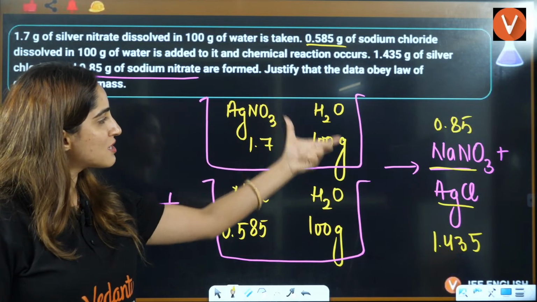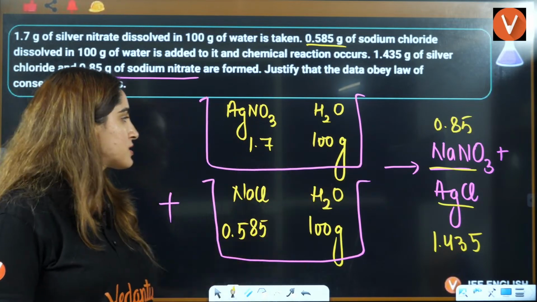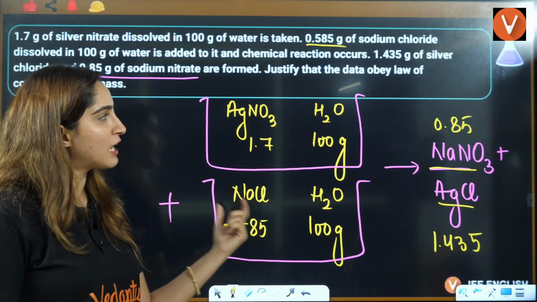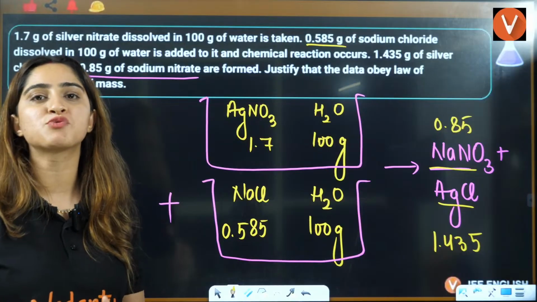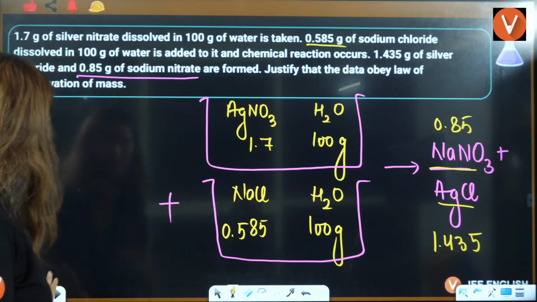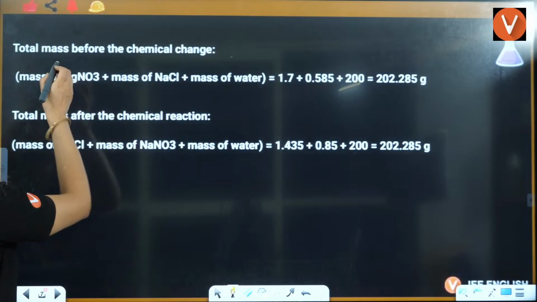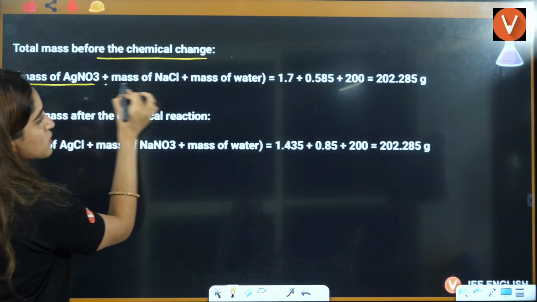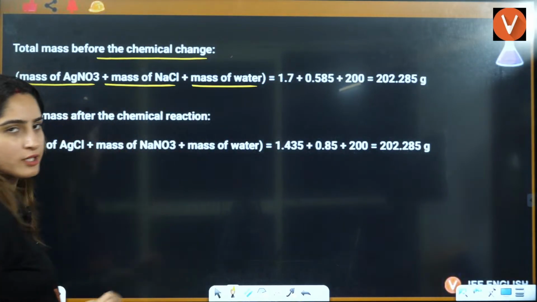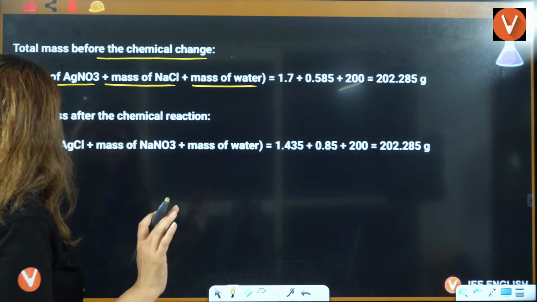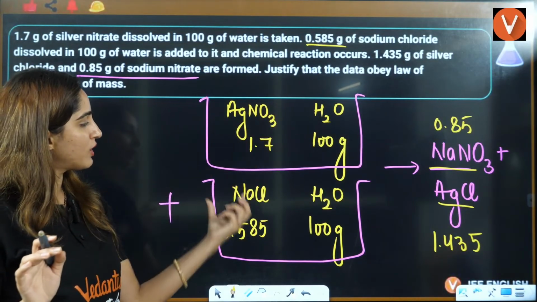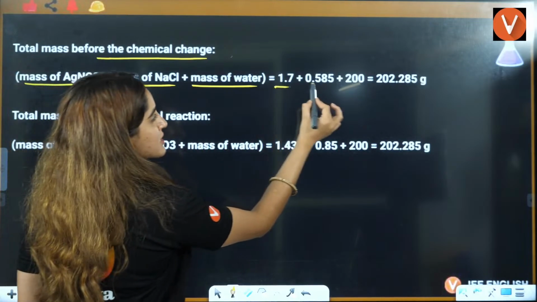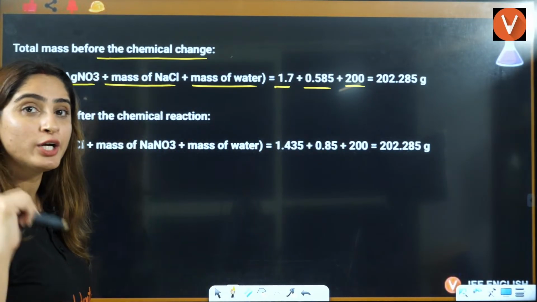Now, you can see this is the reactant side and that is the product side. All we have to do is add up the reactant side, and that will become equal to the product side, and that is going to be your answer here. So the total mass before the chemical change will be equal to the mass of AgNO3, the mass of NaCl, plus the mass of water, because water was also there. What all we have here is AgNO3, water, NaCl, H2O. So we'll add all the masses here, 1.7, this, plus 200. Now, why did you add 200 here?